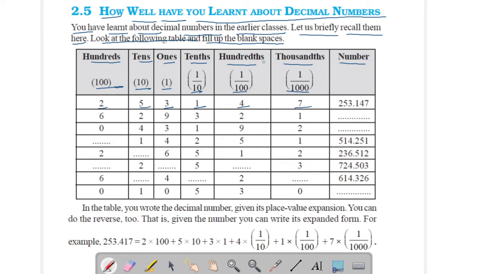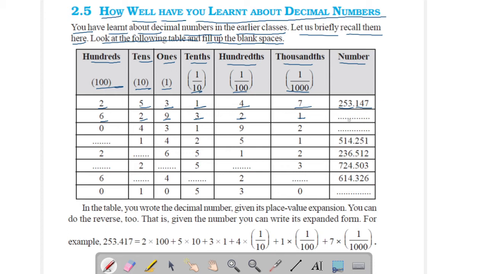Then 4 is on hundredths place. You multiply 4 into 1 upon 100. You will get 4 upon 100. And then 7 is on thousandths place. We multiply 7 by 1 upon 1000. You will get 7 upon 1000. And then convert it into decimal and add it. What will you get? 253.147.